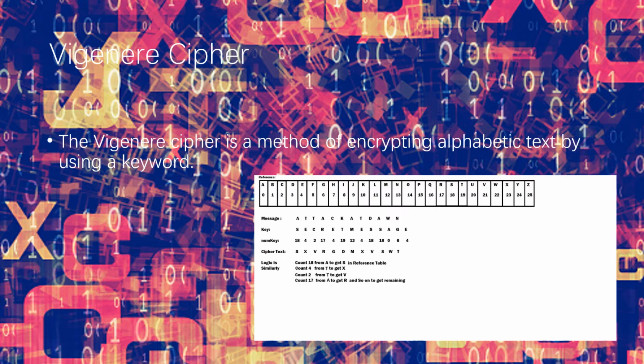Vigenère cipher. The Vigenère cipher is a method of encrypting alphabetic text by using a keyword. In the example here, the message is attack at dawn, and the key is secret message. We can find the corresponding number for the key message, and then add them up, add the original plaintext with the key, and you can get the ciphertext.